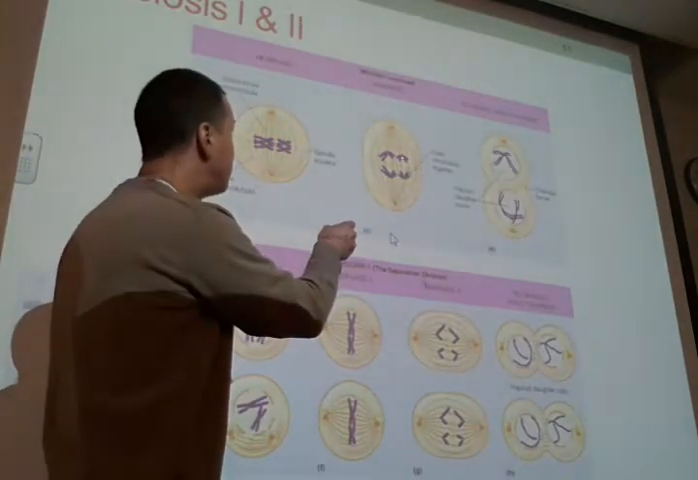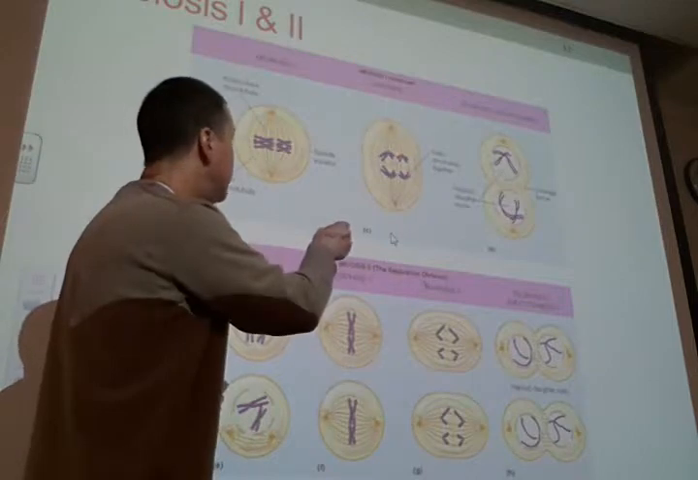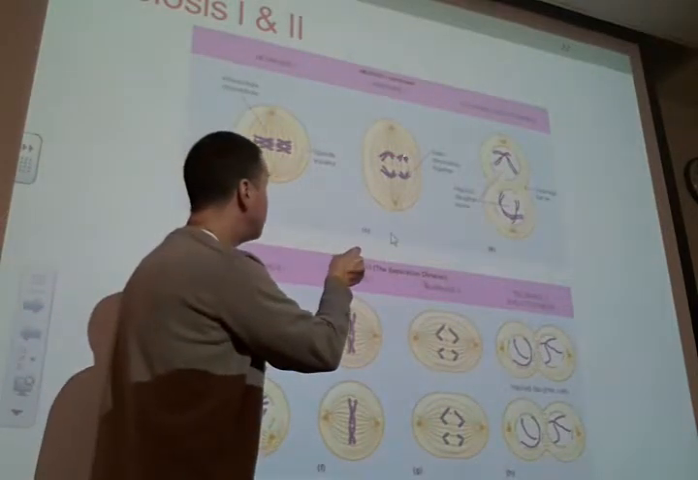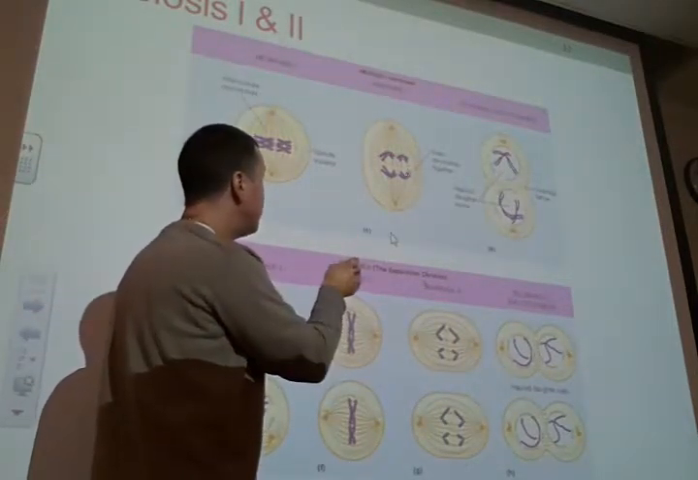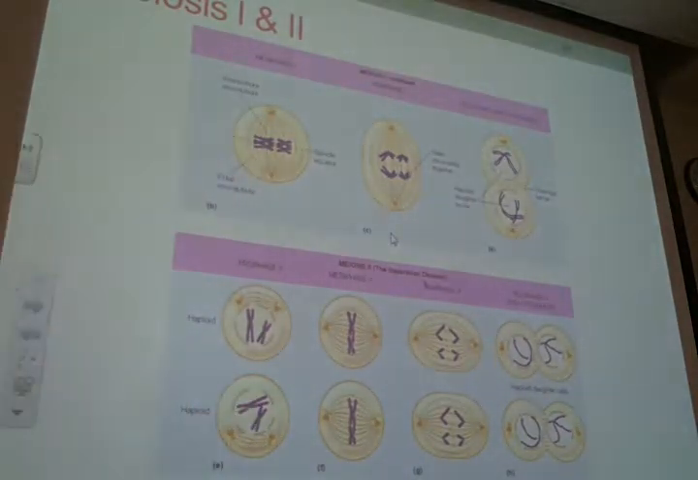So one member of each pair, they draw them up and down, goes up. The other member of each pair goes down. So there's a small chromosome and a big chromosome going up, a small chromosome and a big chromosome going down, or left to right as I drew it here.